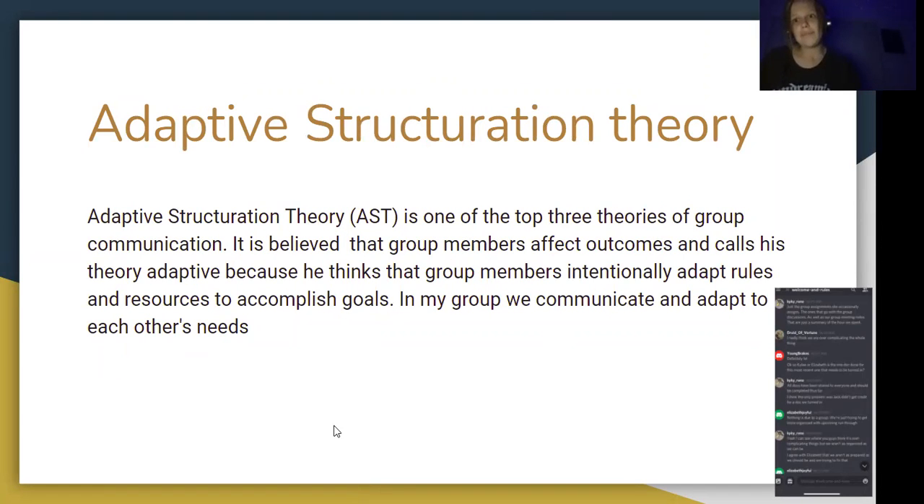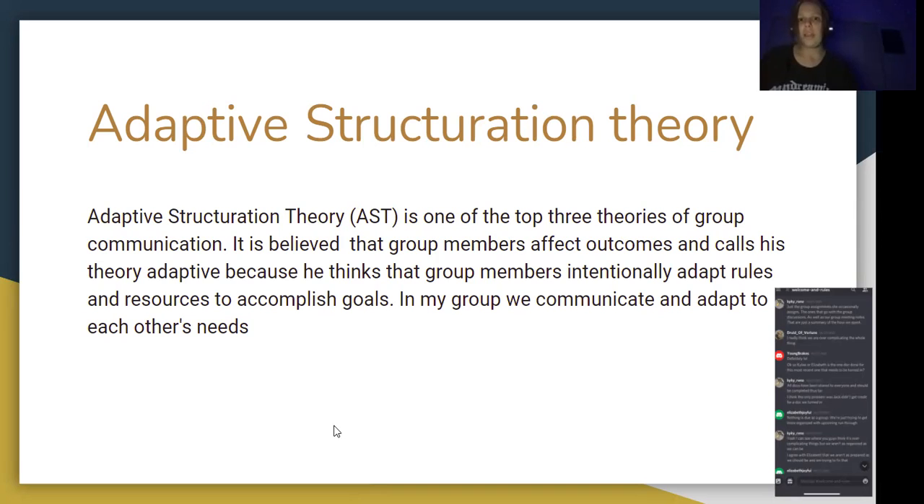Next is the adaptive structuration theory. The adaptive structuration theory, also known as AST, is one of the top 3 theories of group communication. It is believed that group members affect outcomes and call his theory adaptive because he thinks that group members intentionally adapt roles and resources to accomplish goals.